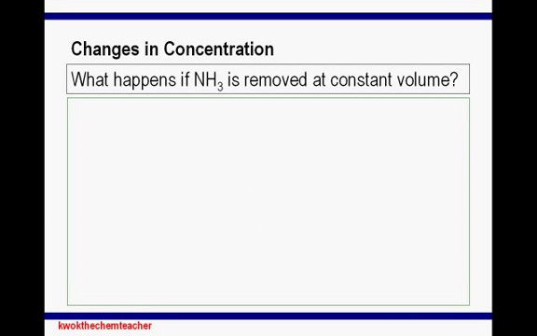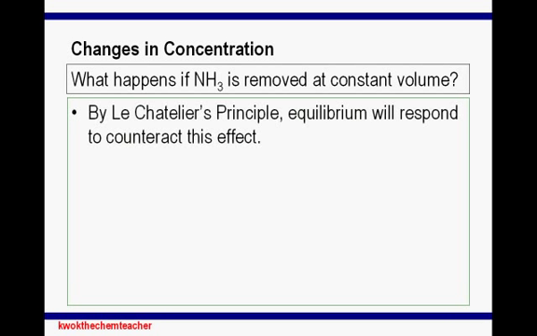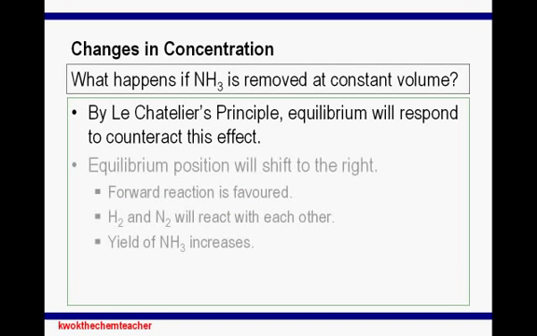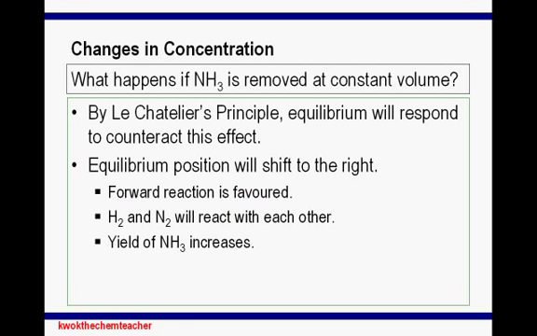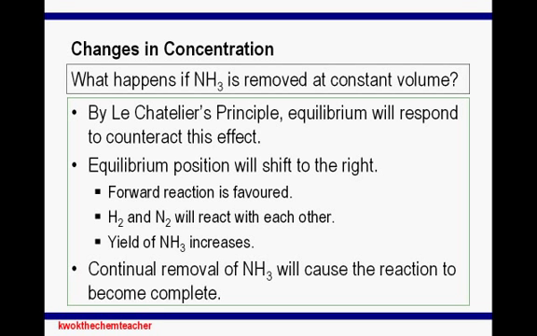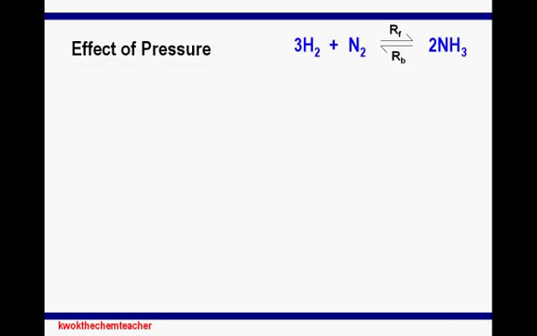So, what happens if ammonia is removed at a constant volume? By Le Chatelier's principle, the equilibrium will respond to counteract this effect. So what happens will be the equilibrium position will shift to the right. The forward reaction will be favored. Nitrogen and hydrogen gas will react with each other, causing the yield of ammonia to increase. However, if you continue to remove ammonia, this will cause the reaction to become complete because it is not possible for the backward reaction to take place.